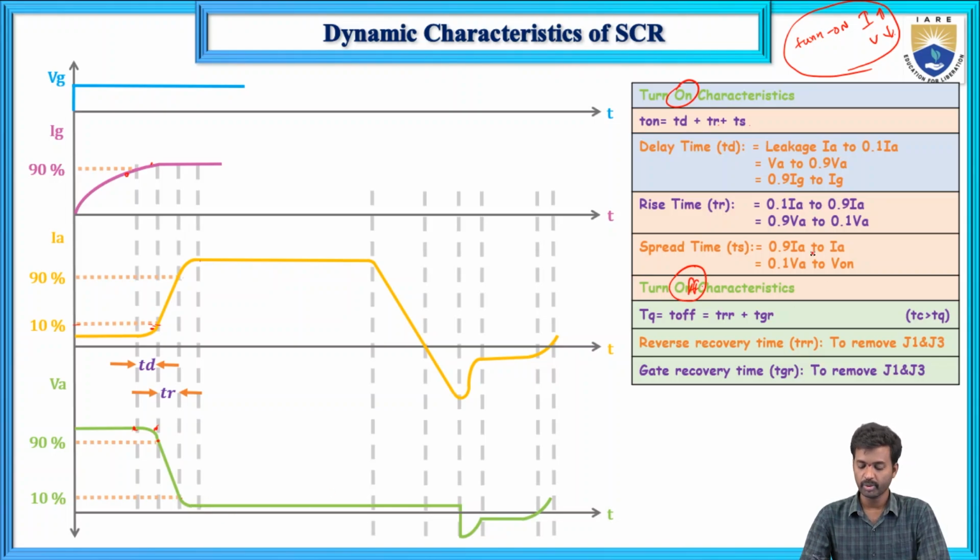So now this spread time depends upon the cross-sectional area of the cathode of the SCR, and next here, this spread time TS plus TD plus TR is the turn on time.